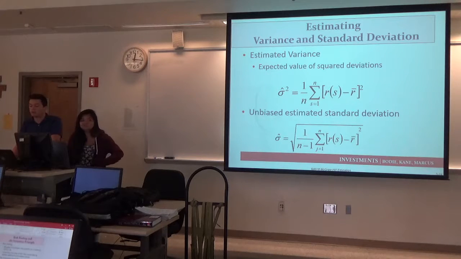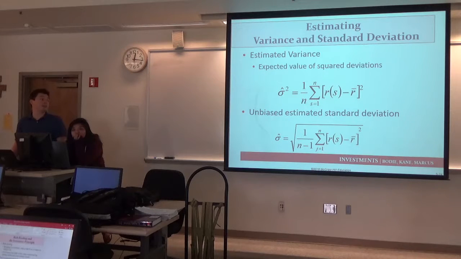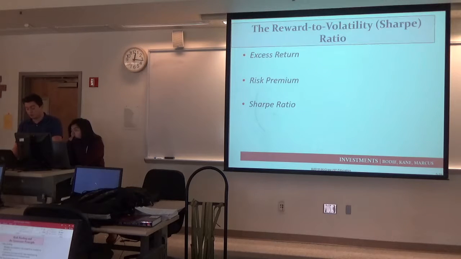So the estimated variance is the expected value of squared deviations. Again, that's another equation. You plug it into Excel, and it pops out. Unbiased estimated standard deviation, again another equation. Pop it in Excel, and then the answers pop out.